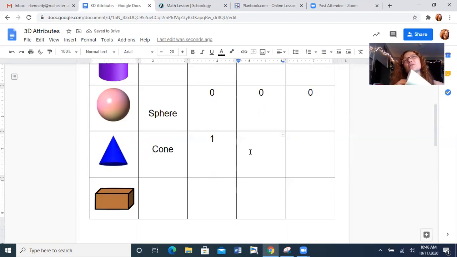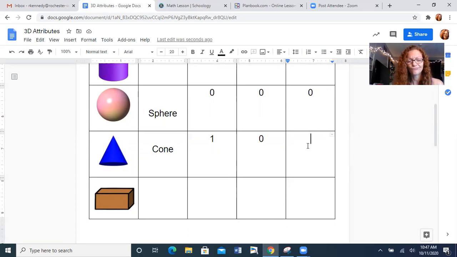Right. How many edges? Now remember, an edge is where two faces meet. Edge. Do we have two faces on the cone? No. Wait, do we have any edges on the cone then? Nope, more zeros. Oh my goodness, these 3D solid shapes are crazy. So we have one face, zero edges.